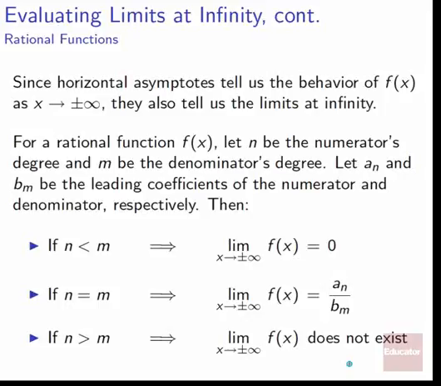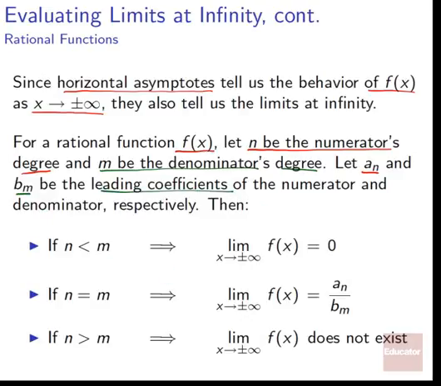We can write this in a way where we can talk about this as limits at infinity, because horizontal asymptotes tell us the behavior of f of x as x goes to positive or negative infinity, right? A horizontal asymptote is what value it approaches over the long term. They're also telling us the limits at infinity, since the limit at infinity is what value it approaches over the long term. So for some rational function f of x, let n be the numerator's degree and m be the denominator's degree.